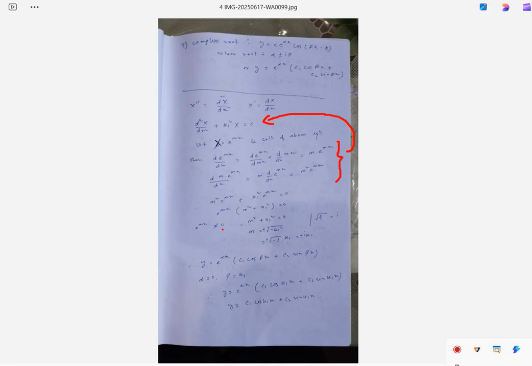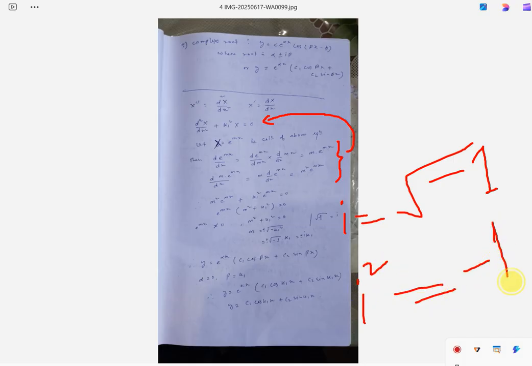What we are interested in is when e to the power mx is not equal to 0. For that we will equate m square plus k1 square to 0. Then m can be written as plus minus square root of minus 1 k, so m is plus minus i k1. I means iota, and i square means minus 1.